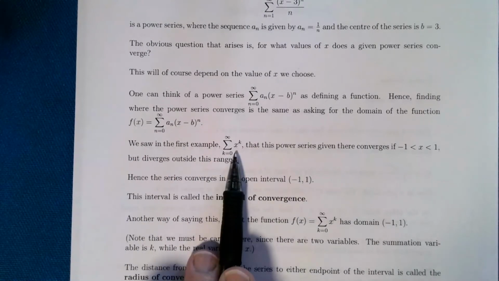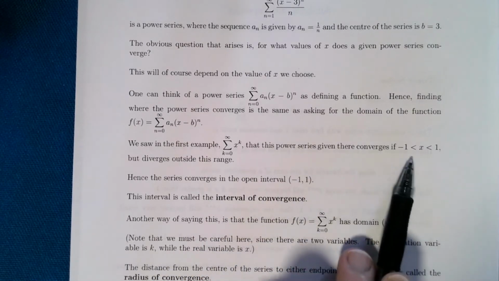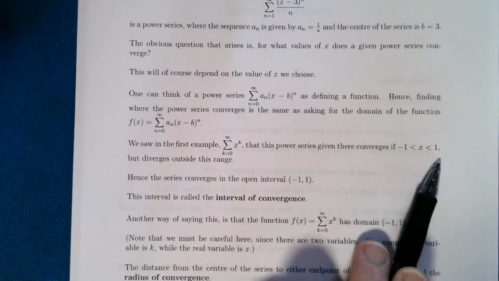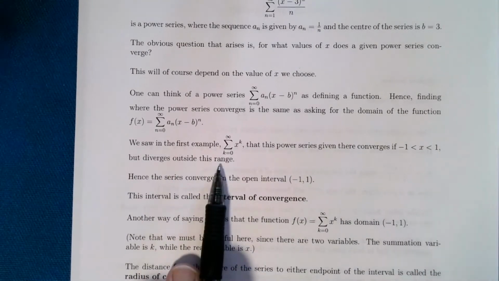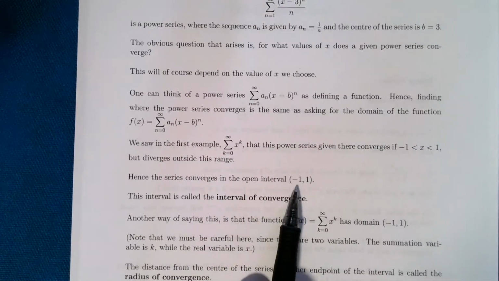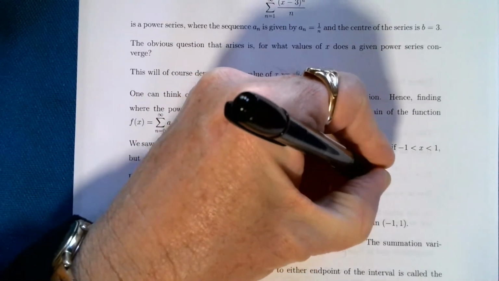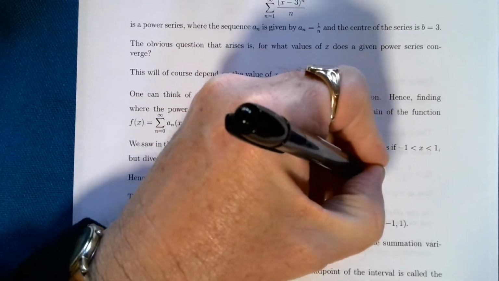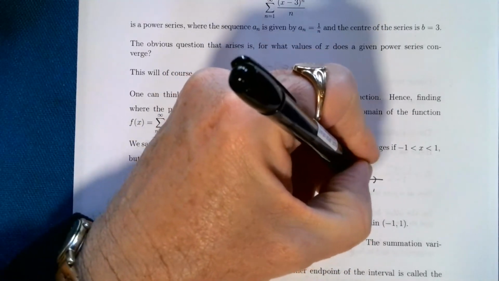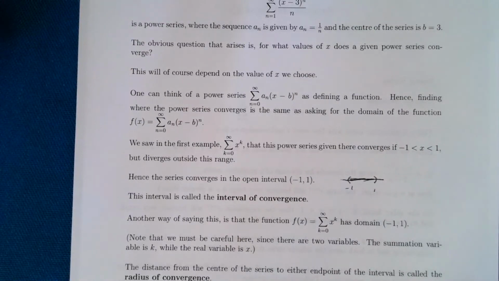So we saw in this example we did before, that this power series converges if x is strictly between -1 and 1, but it diverges outside of this range. That is, this series converges in the open interval -1 to 1. So we can draw a little picture here. If we're thinking about the domain of this function, it converges provided we take an x value in there.